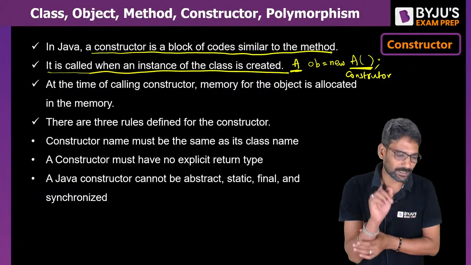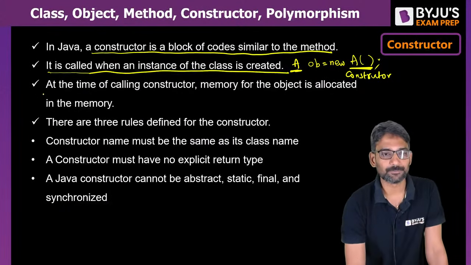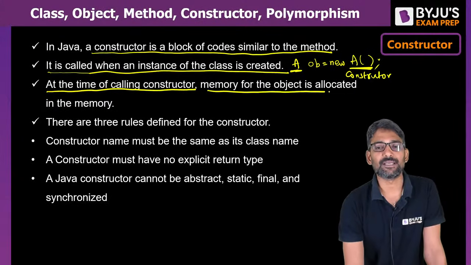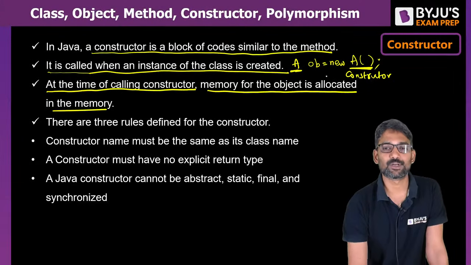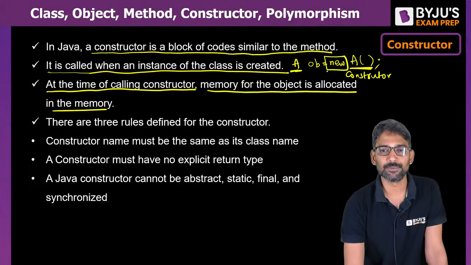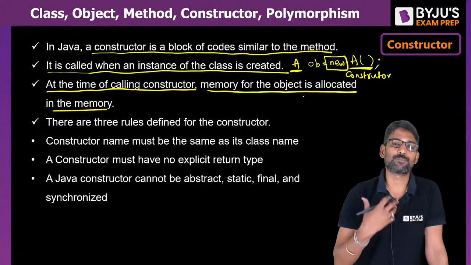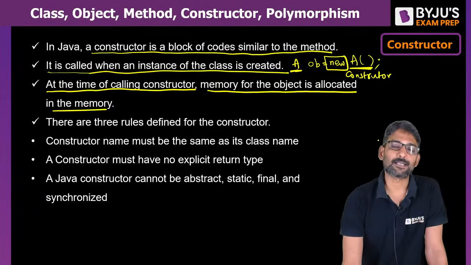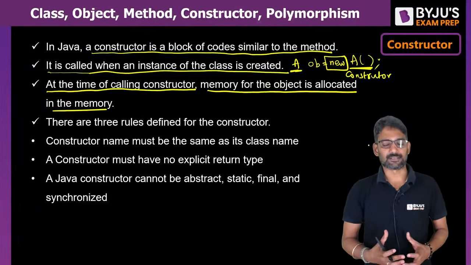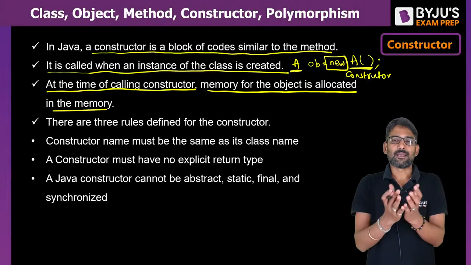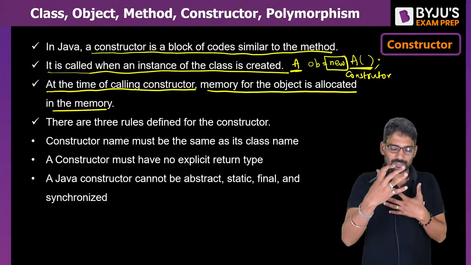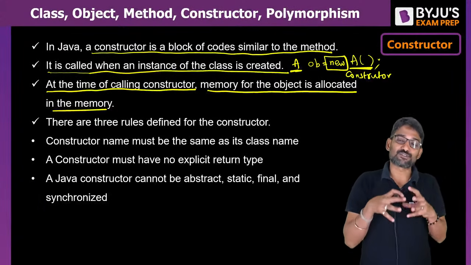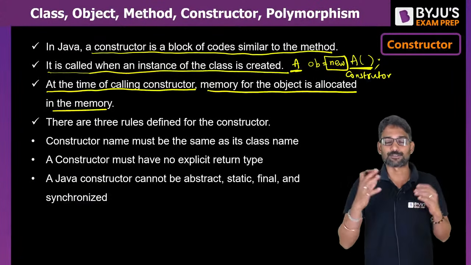And at the time of calling the constructor, memory is allocated because you are using the new keyword. So for the object memory allocation, this is the way. And the constructor, the name itself says it will create a healthy environment to execute your program. It constructs, it builds your class.